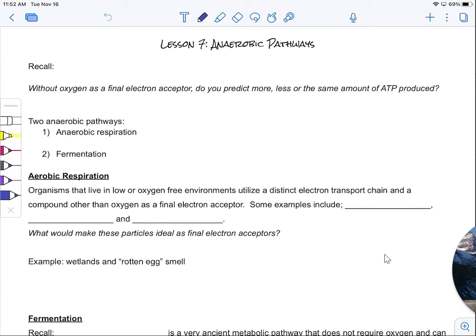Hello, everyone. Today we are taking a look at anaerobic pathways. So far we have talked a lot about aerobic pathways, which required oxygen, as we mentioned before. So what we're looking at in this lesson, lesson number 7, are anaerobic pathways. And we talked about this earlier. Anaerobic means that it does not need oxygen.